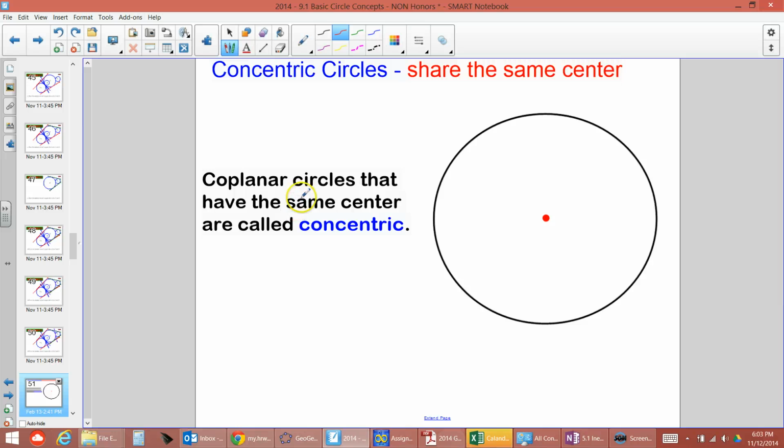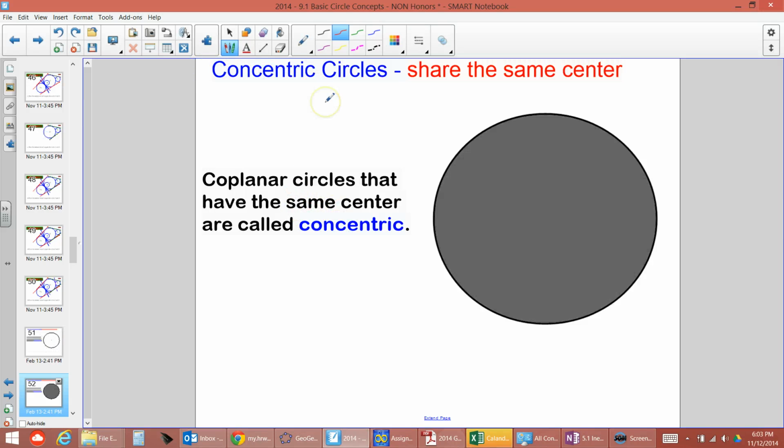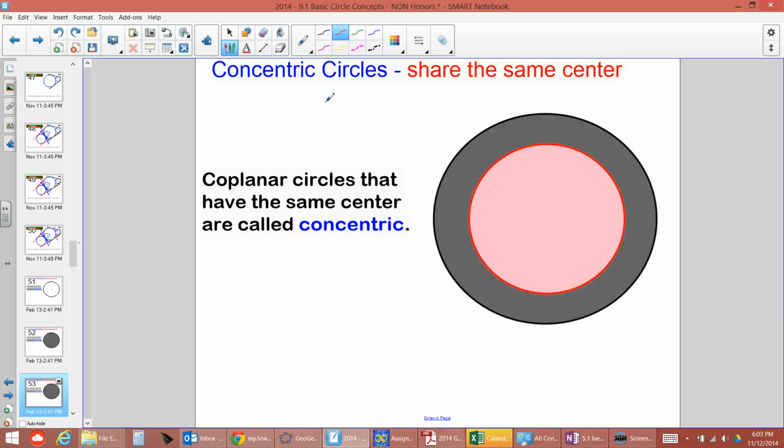All right, so circles that have the same center. Concentric circles is how I think about it. There's this first circle. If it has the same center, we can just draw it a little bit smaller. And then we could do another one that's a little bit smaller than that. Each of these are concentric circles. They have the same center, and they're just different sizes. They can be bigger or smaller as long as they have the same center.